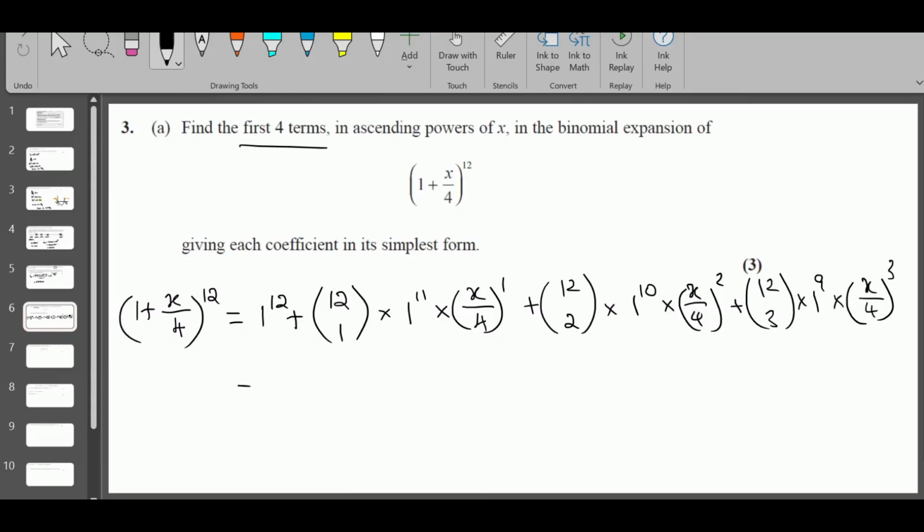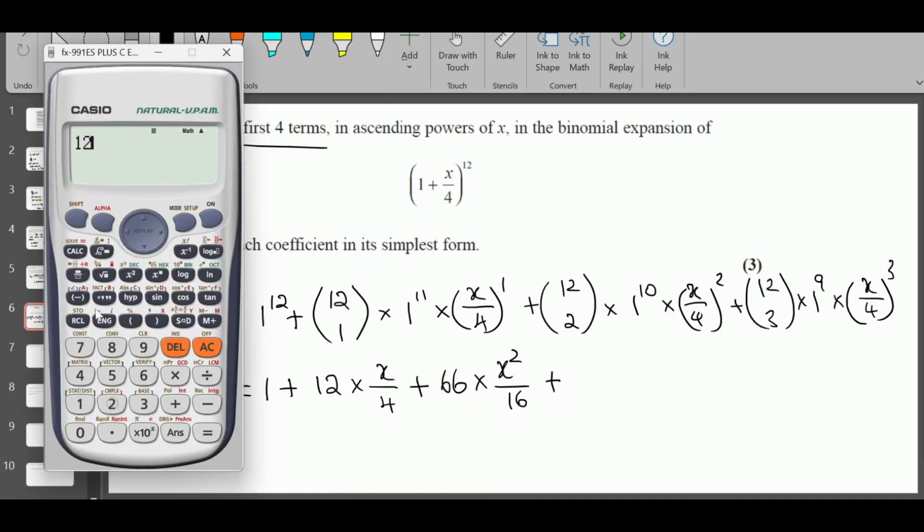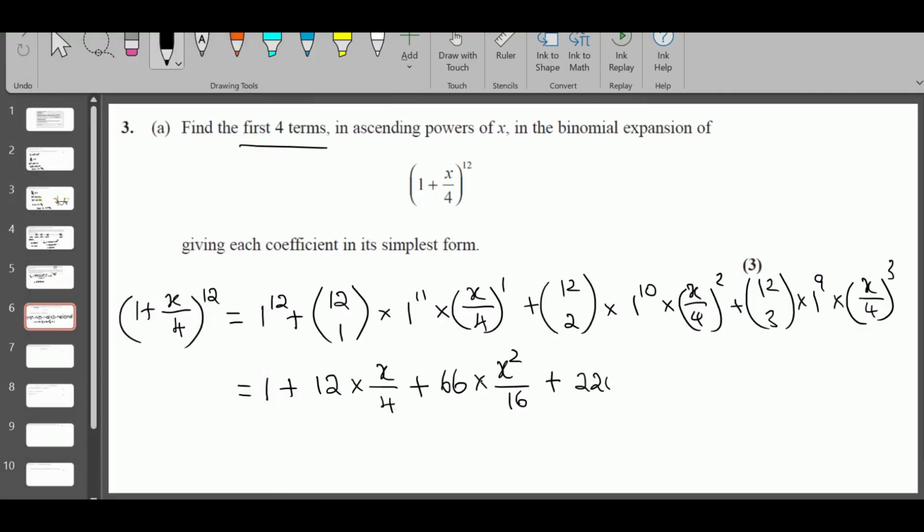Now we need to carefully simplify this. 1 power anything is 1. So 1 plus 12C1 is 12, 1 power 11 is 1, x over 4. 12C2, put it in your calculator, it's going to be 12 times 11 over 2, which is 66, times x square over 16, plus 12C3, which is 220 times 1 power 9 is 1, x cube over 4 cube. Now simplify it. 12 over 4 is 3x.